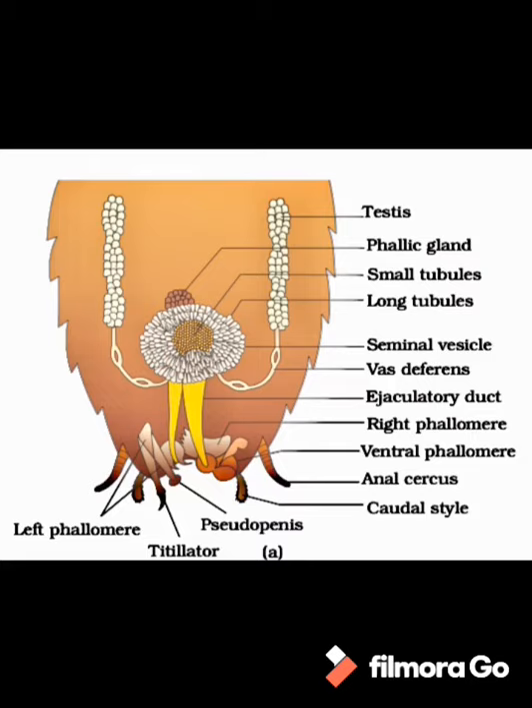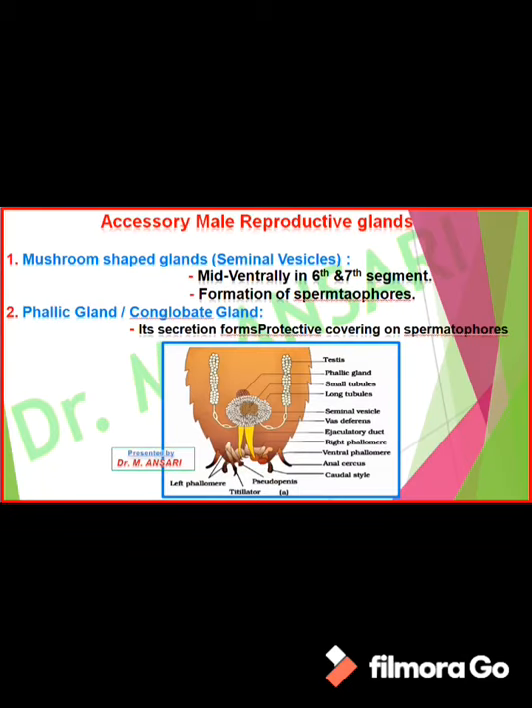In the male cockroach, the accessory glands are the mushroom shaped gland and the phallic gland. The mushroom shaped gland consists of peripheral long tubules and central small tubules. The central small bulging tubules together are called the seminal vesicle. This mushroom shaped gland with seminal vesicle is present mid-ventrally in the 6th and 7th segments.